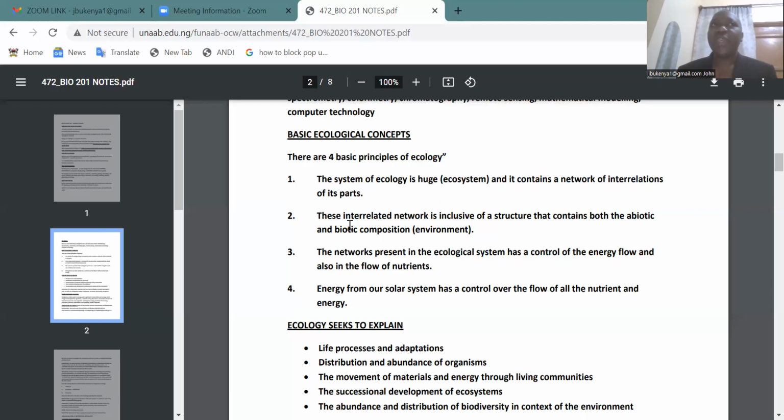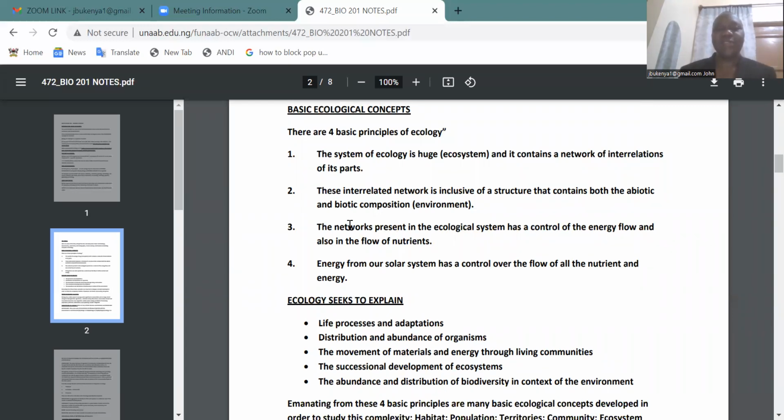For example, we look at the biotic components. We also look at the abiotic components together, interacting together within an ecosystem and not separately. So this principle calls upon an explanation of the functions within an ecosystem as a sum of the interactions of its parts. That is the systems theory. Then the interrelated network is inclusive of a structure that contains both the abiotic and biotic composition.